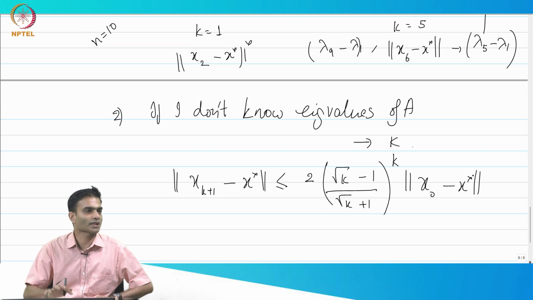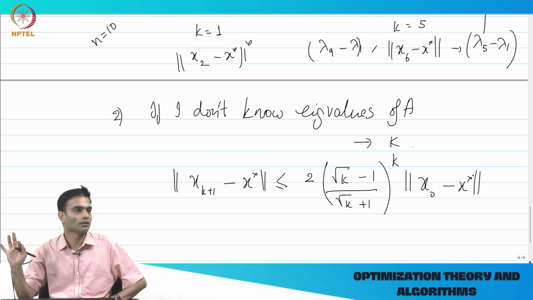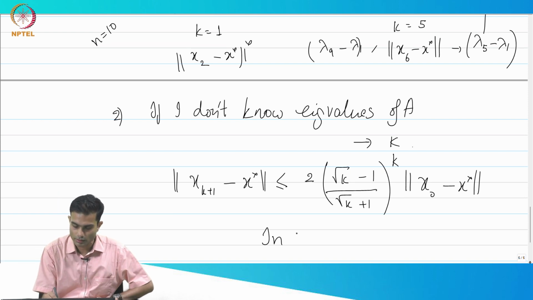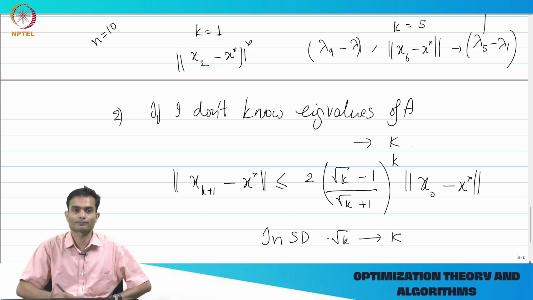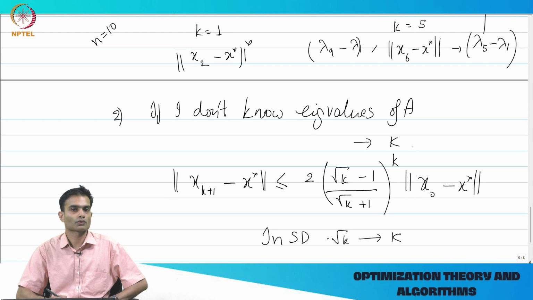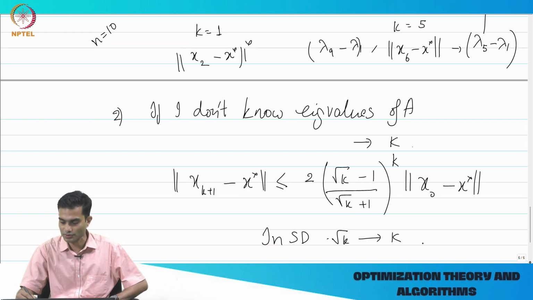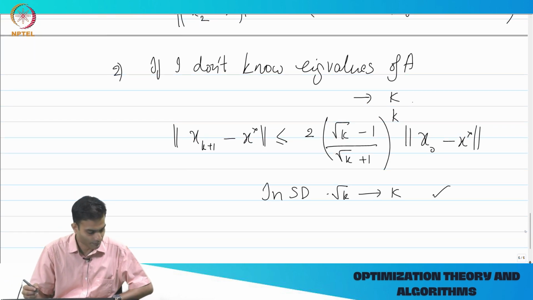In the case of steepest descent, I had almost the same expression with the change that instead of root kappa, I had, what did I have? Kappa, right? In steepest descent, root kappa was not there, I had actually kappa. So this is why, even though it's a linear rate of convergence, this quantity is going to die down at a faster pace. Okay, so this is an important aspect of it.